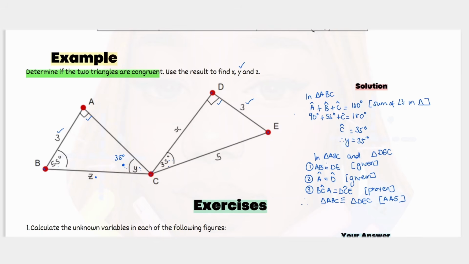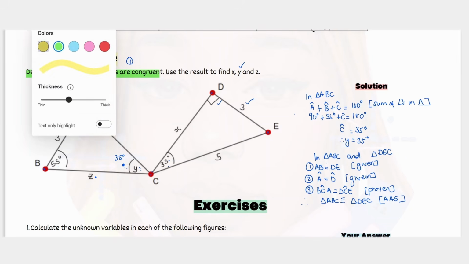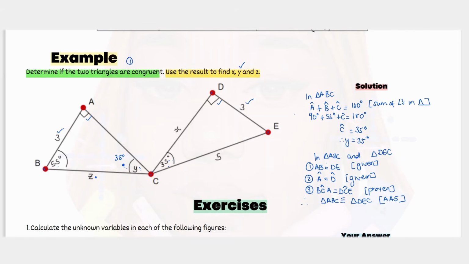So now we are done proving that these 2 are congruent. Remember that this is the first part. Let me highlight it in another color. This is the second portion, which I'm going to name number 2, right? For number 2, we need to find the unknown. We already have that y is 35. Since these 2 triangles are congruent, do you agree that z needs to equal 5 because that's the hypotenuse? So z is going to be equal to 5.